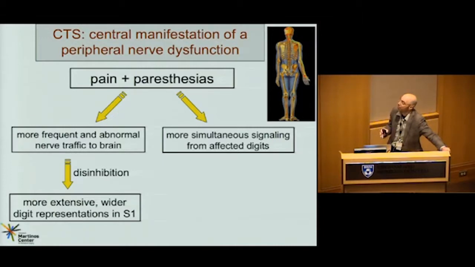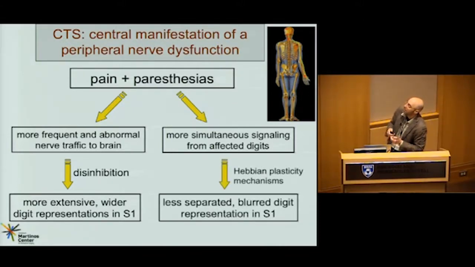And because they're diffuse, there's now not a temporal break between when you feel a certain sensation from your second finger to your third finger, which is what sets up this somatotopy in the first place. Now it's simultaneous. And because it's simultaneous, there's something called Hebbian plasticity mechanisms, which then lead to a blurring of these representations. So it's less separated and blurred digit representations in S1.